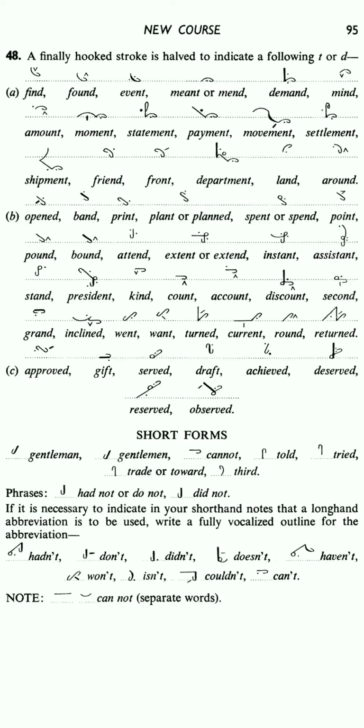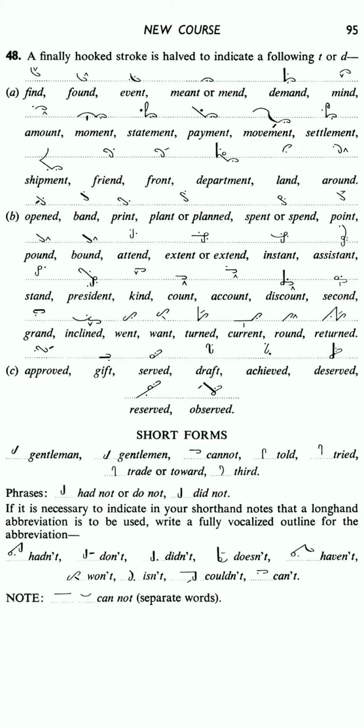Next is short forms. J halved with N hook above the line is used here for gentleman. Same outline on the line for gentlemen. K halved here with N hook above the line for cannot. T with L hook on the line halved is used here for told. T with R hook halved above the line is used here for tried. Same outline on the line is used here for trade or toward.